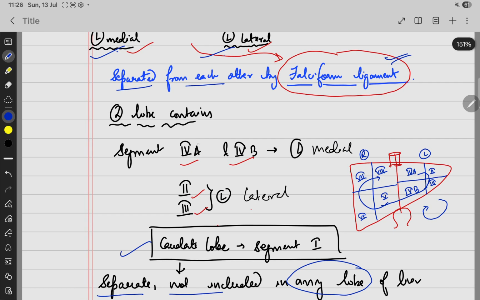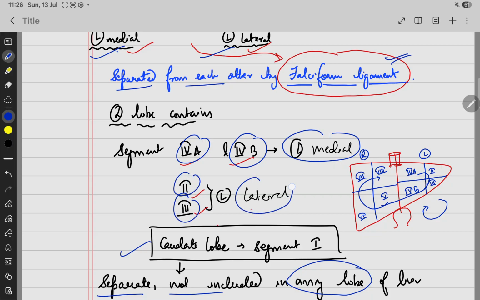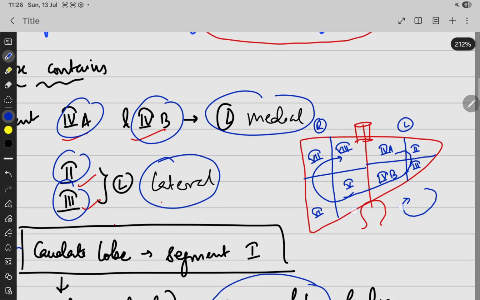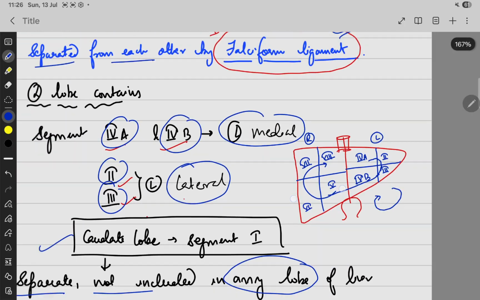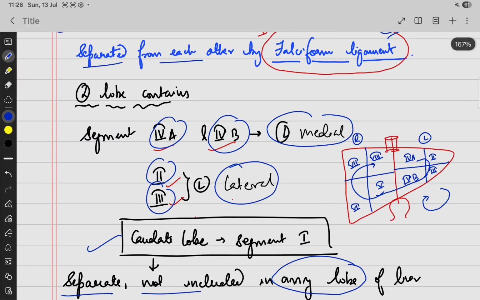The left lobe contains 4A and 4B, which form the left medial lobe, while segments 2 and 3 form the left lateral lobe. So here's a schematic diagram. The left medial will be formed by 4A and 4B, while the left lateral will be formed by segment 2 and segment 3.